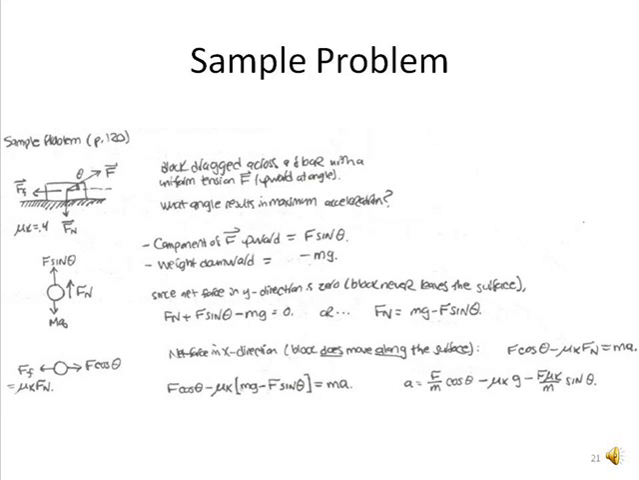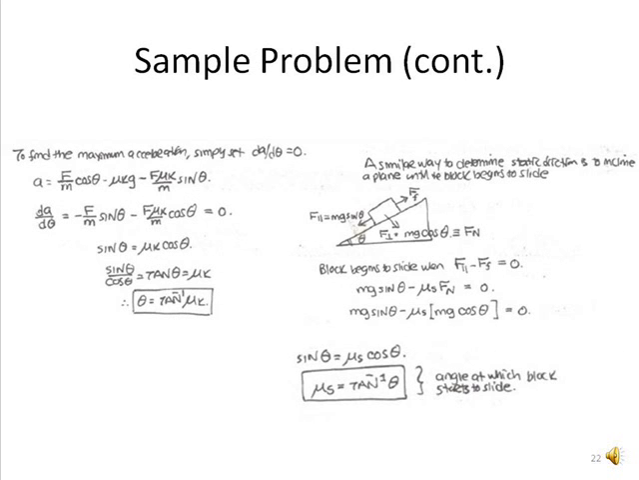But how do we determine what angle results in the maximum acceleration? Well, this becomes a typical maximum and minimum problem. To find the angle that produces the maximum, we simply differentiate acceleration as a function of angle, dA d theta, and set that equal to 0. Rearranging, we see that theta equals the inverse tangent of mu sub k.